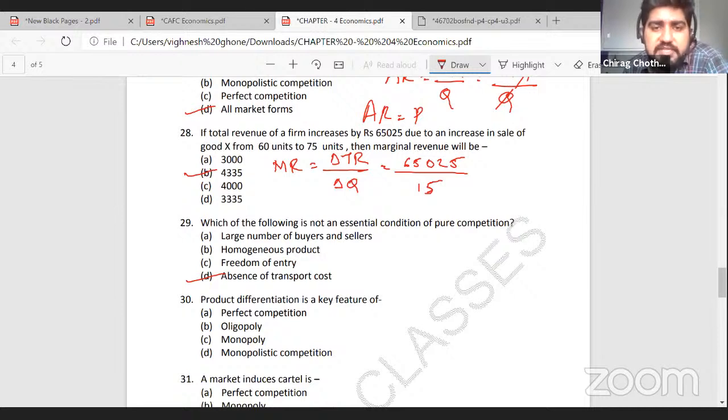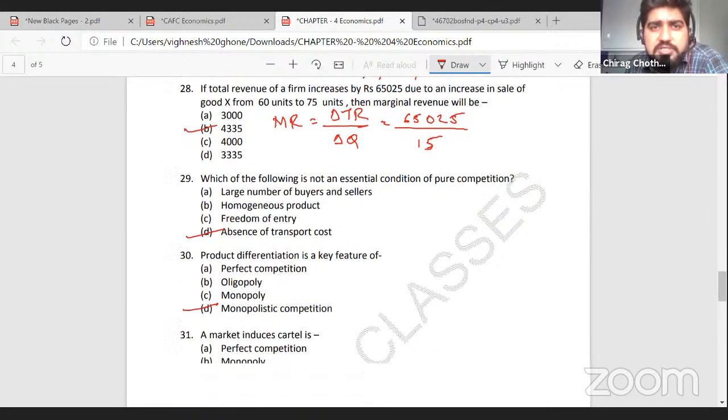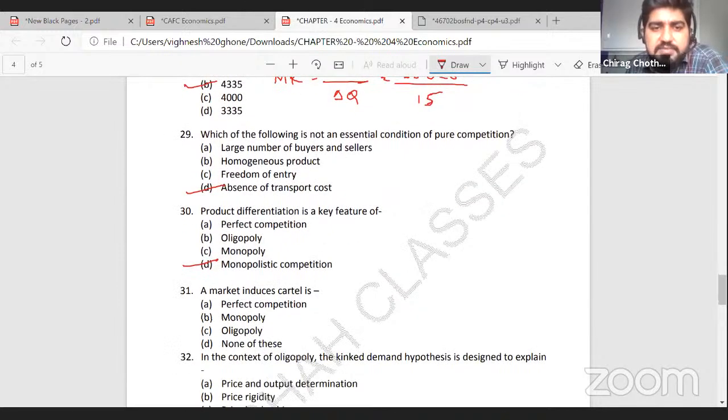Next one, product differentiation is a key feature of dash. Product differentiation means you can have different products, and we have this repetitive question. So the correct option, directly I'm giving it to you, it is a monopolistic competition where we have different products sold by different market players.